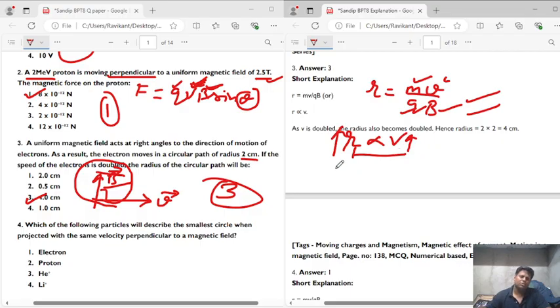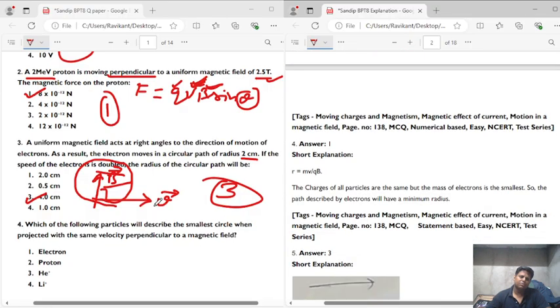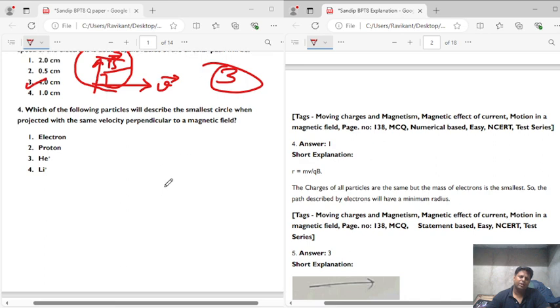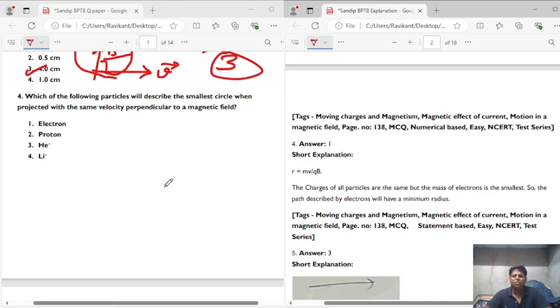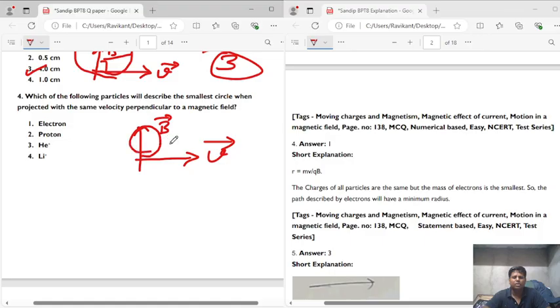Now let's come to question number 4. Question number 4 says which of the following particles will describe the smallest circle when projected with the same velocity perpendicular to the magnetic field. Again, the scenario is the same. Velocity and the magnetic field are perpendicular to each other, so the particle will undergo circular motion, and that circular motion will have a radius of r is equal to mv by qB.